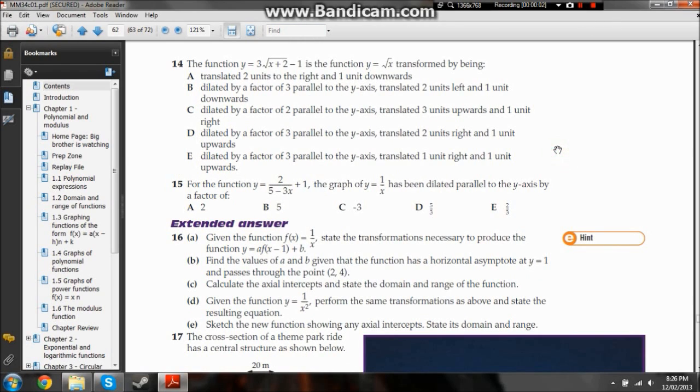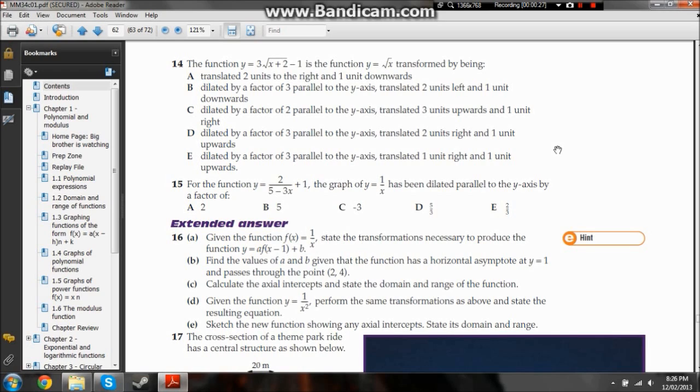For question 15, it says, for the function of y equals 2 over 5 take 3x plus 1, the graph of y equals 1 on x has been dilated parallel to the y-axis by a factor of a) 2, b) 5, c) negative 3, d) 5 on 3, e) 2 on 3. So I know it's not 5, I know it's not negative 3, I know it's not 5 on 3, so I've eliminated B, C, and D already. So it's between E and A.